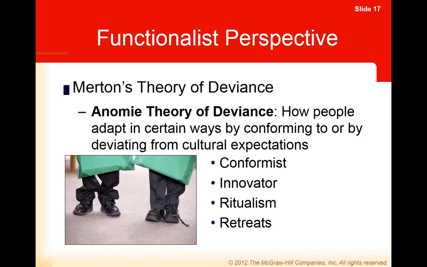Beyond retreatism, there's also rebellion. And rebellion is when not only do you reject the means and goals of society, but you substitute new means and new goals. Fidel Castro, Che Guevara, Mao Zedong, Joseph Stalin, these are all people who became rebels. They rejected the way that their society was structured, what was the acceptable goal and acceptable means to achieve that goal, and they tried to substitute, and in some cases succeeded in substituting something different in there.